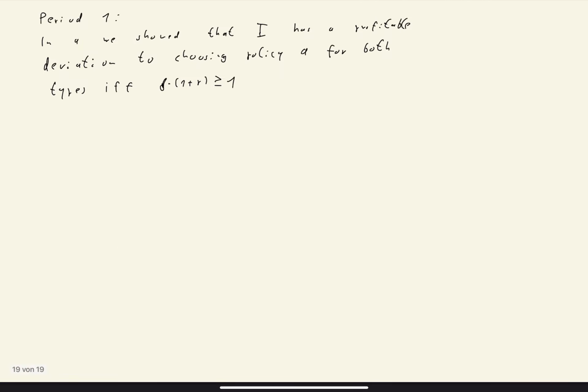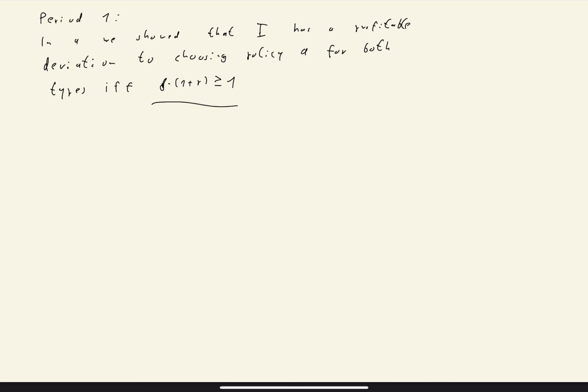Exactly. So if this condition here holds, then there is an incentive for the incumbent to deviate from the separating equilibrium behavior to the pooling equilibrium behavior, where he's choosing policy A for both types. So if this condition holds, the incumbent has no incentive to deviate to the separating behavior again, because his utility is simply larger if he's choosing the voter preferred policy in the first period in order to make sure that he will get re-elected in the second period with certainty.